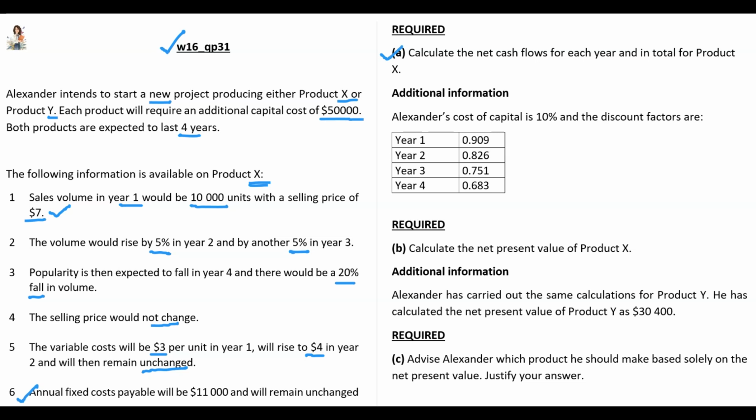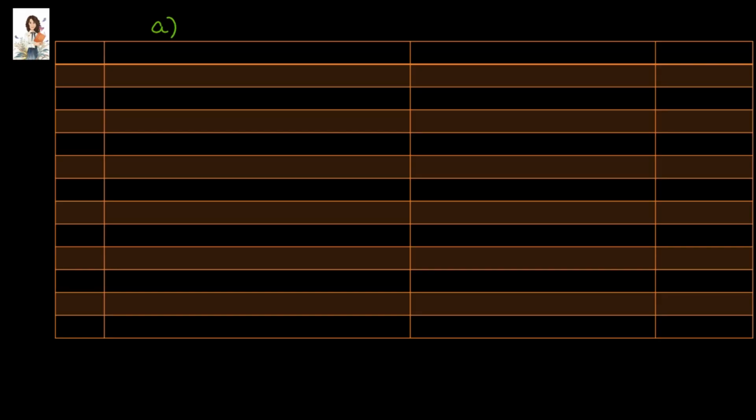In part A, we have to calculate the net cash flows for each year and in total for product X. So let us start solving part A. So this is part A, net cash flow for product X. We'll have 4 columns: year, inflow, outflow, and net cash flow. We'll prepare a working note to find out the number of units sold in each of the years 1 to 4. So this is working note 1, number of units sold.